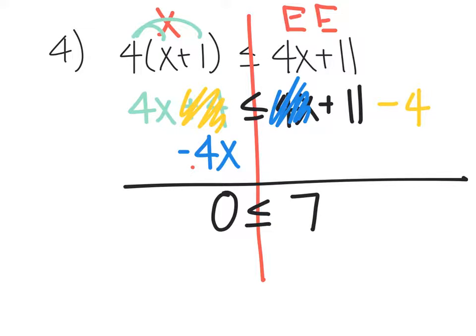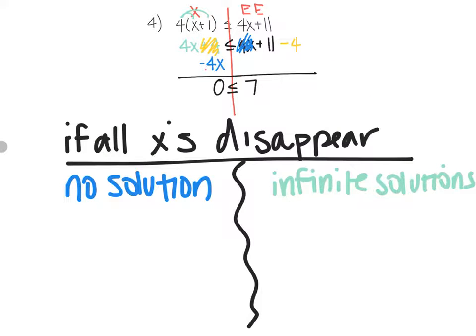So remember, anytime all of my x's disappear, then my answer falls into one of two categories. It either has no solution or it has infinite solutions. The way we know is we look at what we're left with. No solution means that it is not true. If it has no solutions, it is not true.